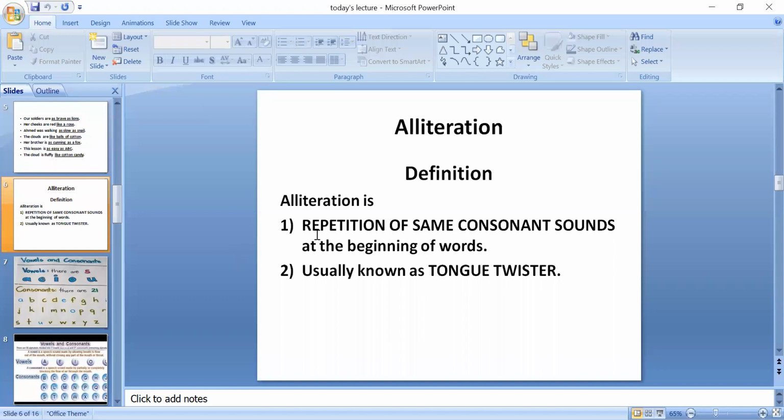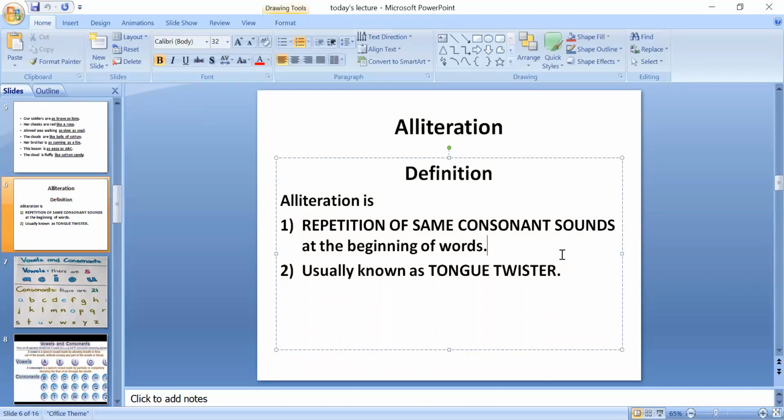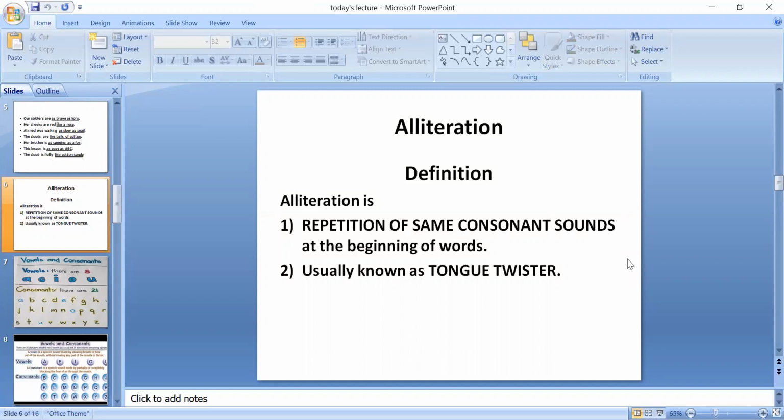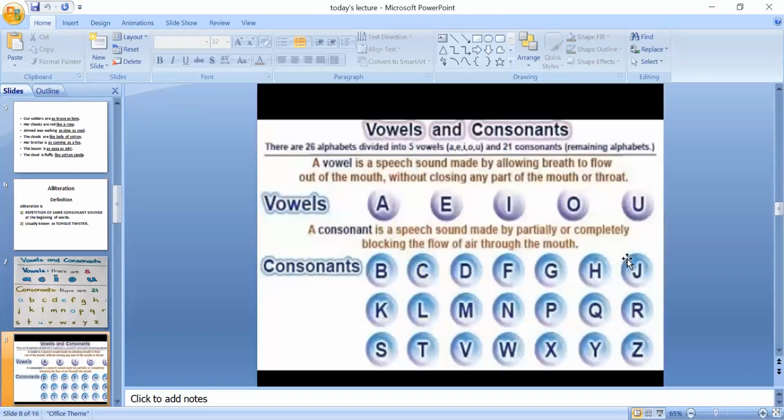What is alliteration? It is a repetition of same consonant sounds. Consonant sounds are repeated in the same sentence or in the same phrase. And I'm going to tell you about consonant sounds. You can see here, these are vowels: A, E, I, O, U, and except for that, all these letters are consonants. You can see on the screen, all these letters are consonants. Here it is written, these are consonants and these are vowels.